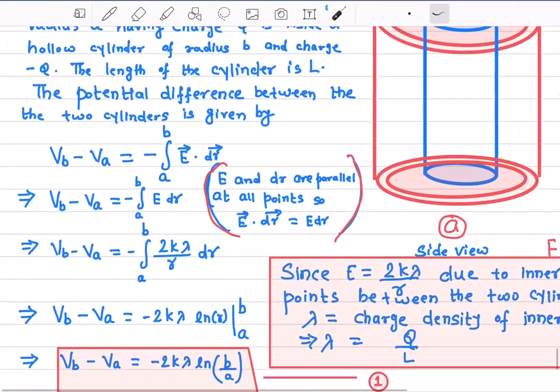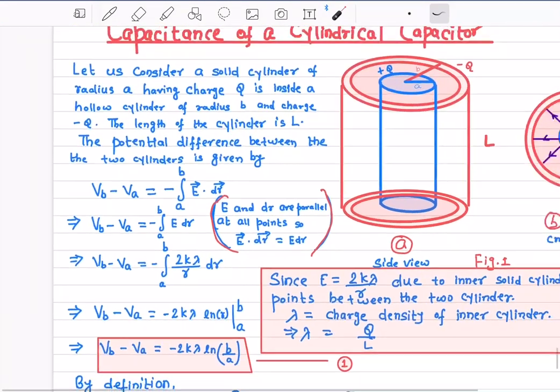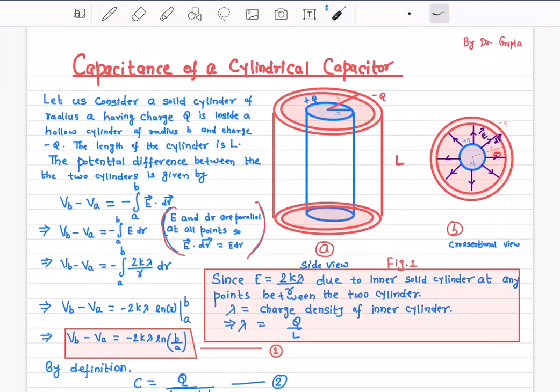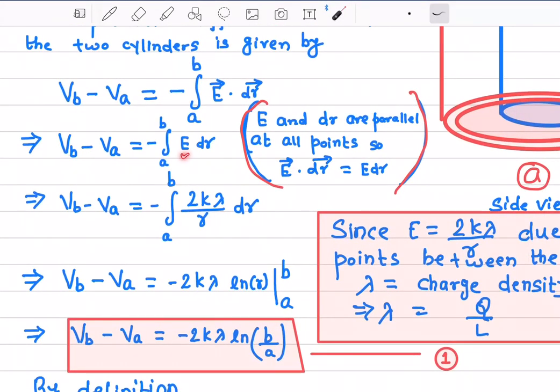Now we need to find the electric field at any point here. For any point here, this solid cylinder just behaves like a line charge. If I'm interested in finding the field at this point, then the entire cylinder just behaves like a line charge. And the electric field due to a line charge is 2kλ over r.